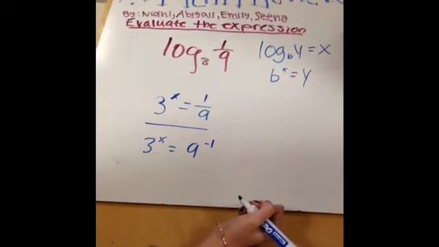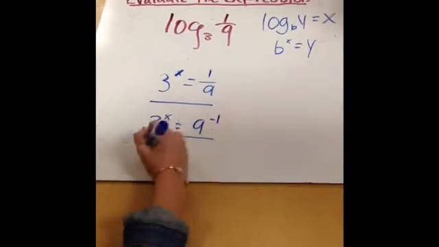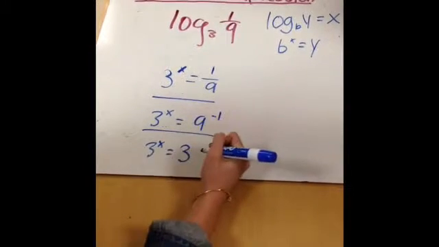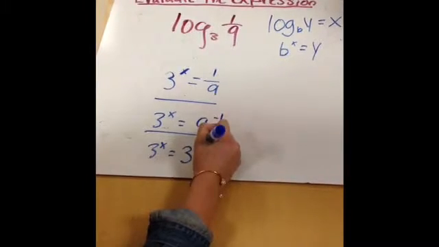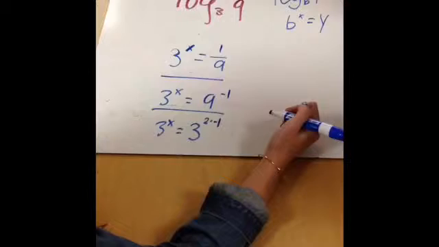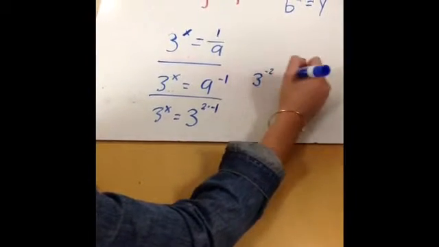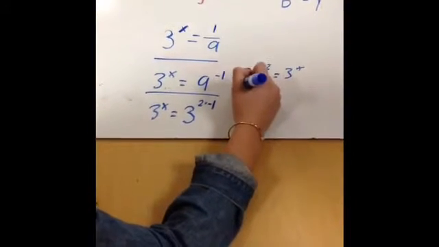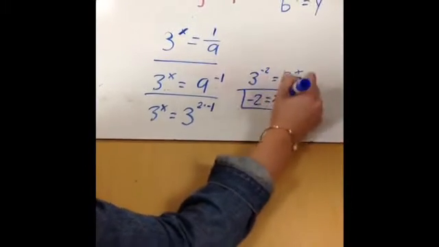And then we want to have the same bases, so we're going to rewrite 9 to the negative 1 as 3 to the 2 times negative 1. That's the same thing as 3 to the negative 2. So 3 to the x equals 3 to the negative 2, and then you set the exponents equal to each other, so x equals negative 2. And that's your answer.